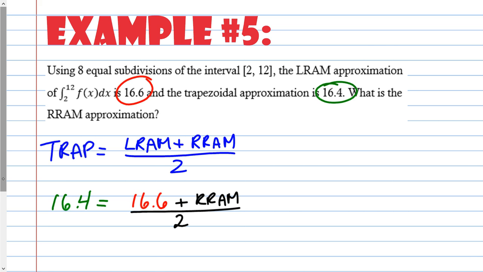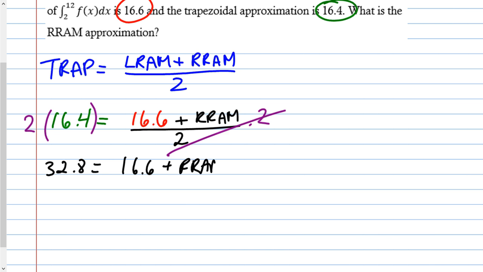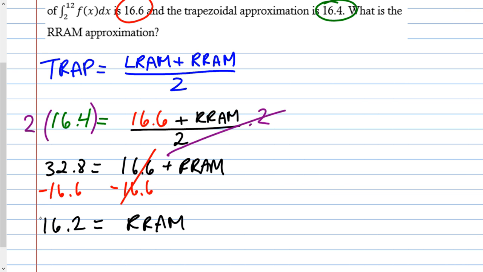Here, basically, I have an equation. Your job is to solve for RRAM. First step I would do is multiply both sides by 2. Okay, that gets rid of that. So I have 32.8 equals 16.6 plus RRAM. And then, of course, subtract. And we get RRAM by itself. And then 16.6 leaves me with 16.2. And that would be RRAM.